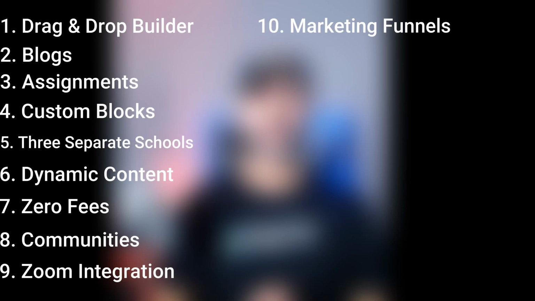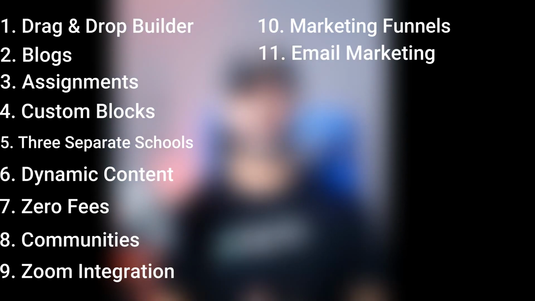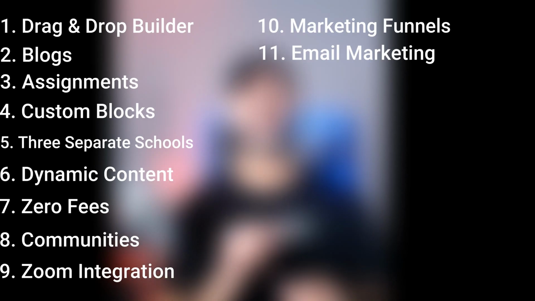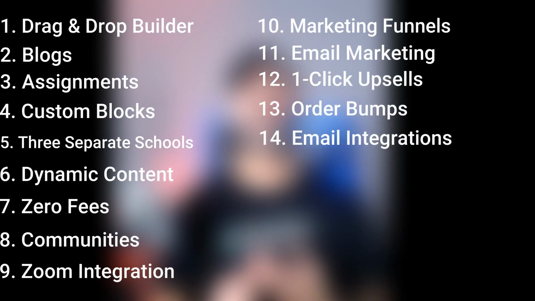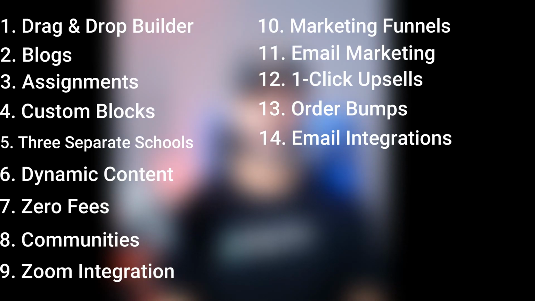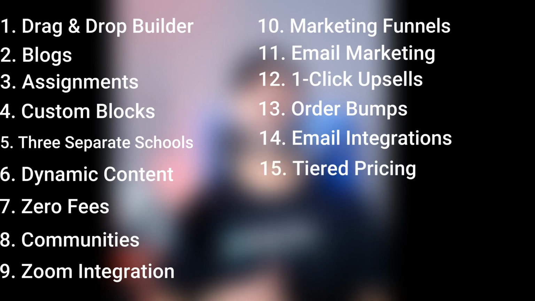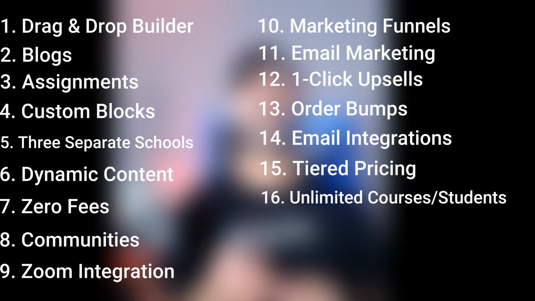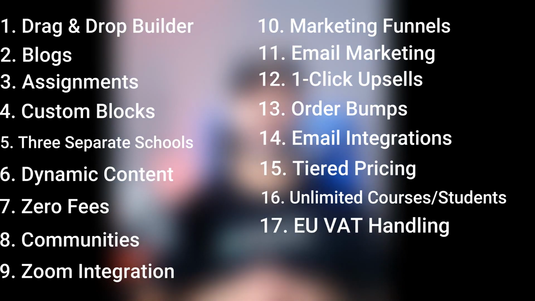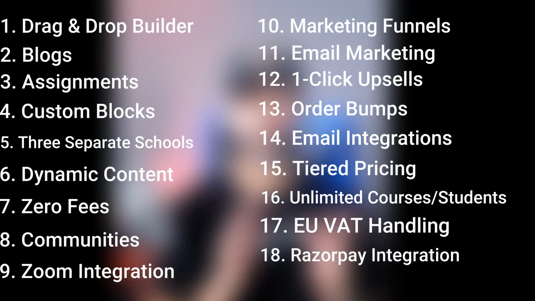You have communities. You have Zoom integration, through which you can use live stream, live classes or live webinars, marketing funnels, built-in email marketing, which now also allows you domain authentication, and you can bring your own SMTP if you're worried about the 100,000 emails per month limit. Then you have one-click upsells and order bumps. You have integrations with 5 of the top email marketing platforms plus Zapier integration. You have tiered pricing. You have unlimited courses, 0% transaction fees, EU VAT handling, tax handling, and Razorpay integration, which is huge for all my fellow Indians out there.